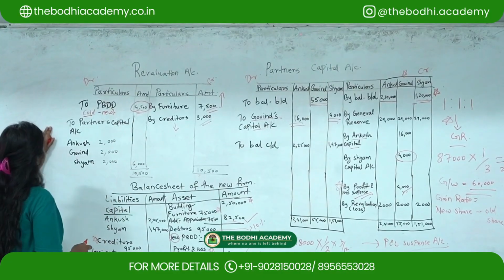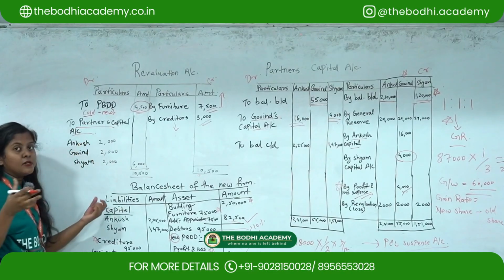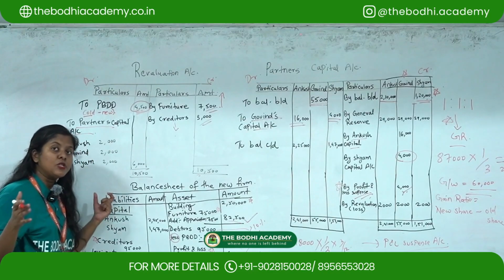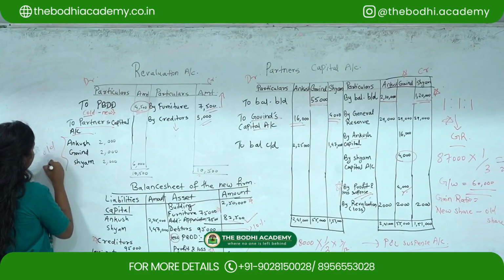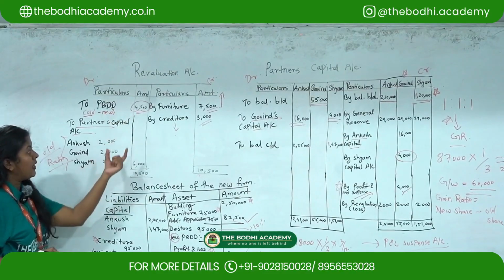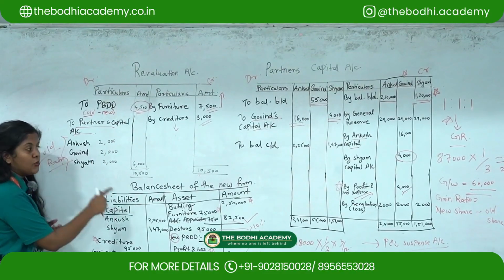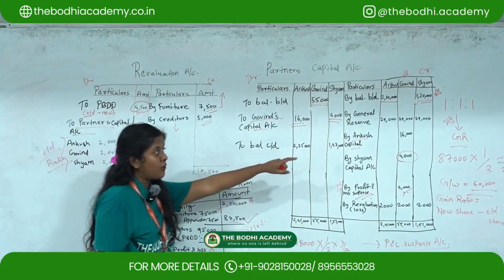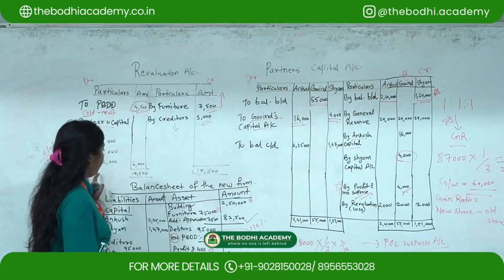Okay, but whenever you are calculating the partners' capital account, this is the partners' share, how much each partner is going to get. So this you have to distribute in the old ratio. Okay, this you have to remember. This is very important, that whatever balancing figure comes in the revaluation account, you have to distribute in the old ratio. And currently the old ratio is what? It's 1:1:1. So that you have to distribute over here.